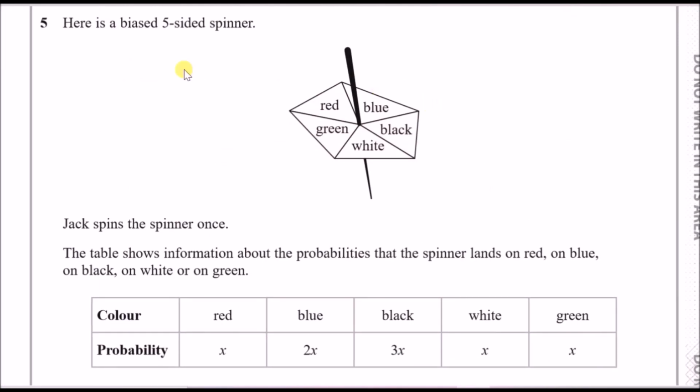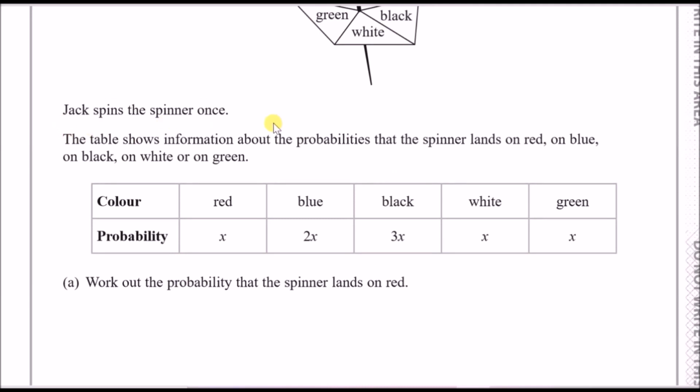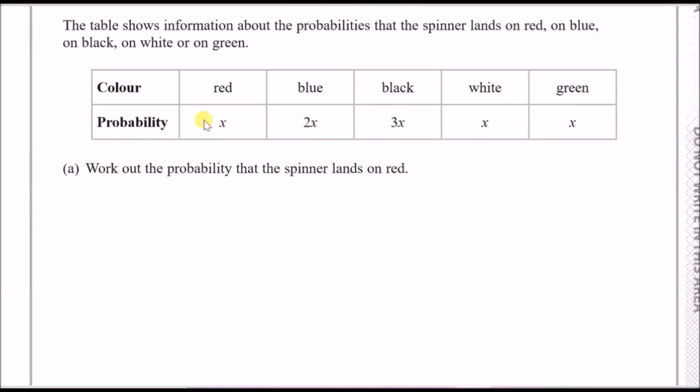All right, number 5, yeah. So here is a biased 5-sided spinner. Okay, so it's biased, meaning not all outcomes are the same. Now Jack spins the spinner once. The table shows information about the probabilities that the spinner lands on red, blue, black, white, or green. Okay, so they kept it algebraic.